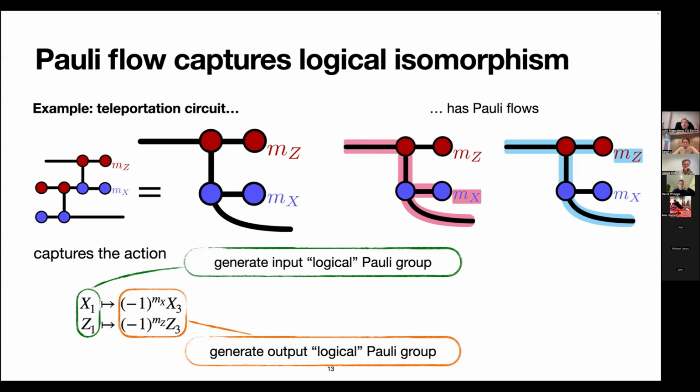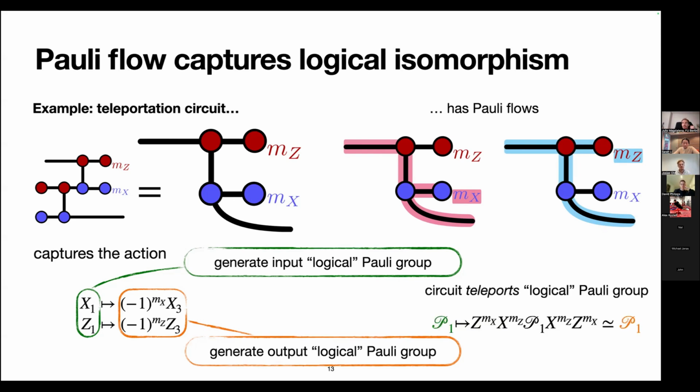And hence we can think of this circuit to have a single logical Pauli group, and it teleports this logical Pauli group. It happens to be fully supported on physical qubit 1 before, and it happens to be supported on physical qubit 3 after. But it's an isomorphism between groups, and hence it will always apply a Clifford action, right? It maps Pauli operators to Pauli operators for any such flow that goes through the network.